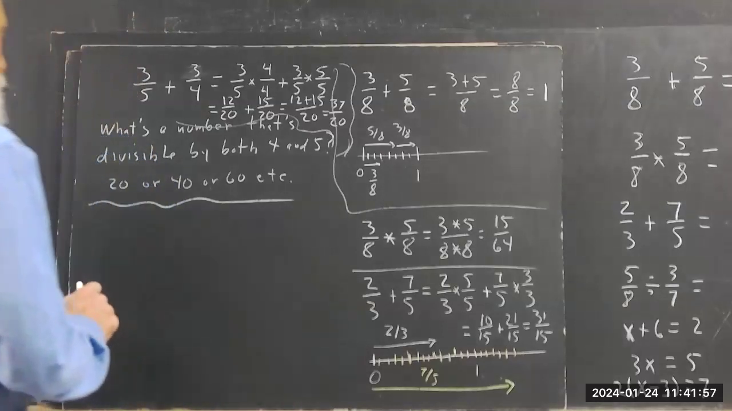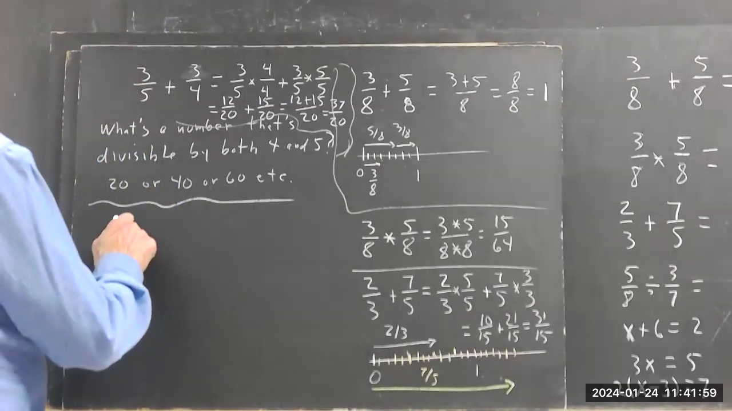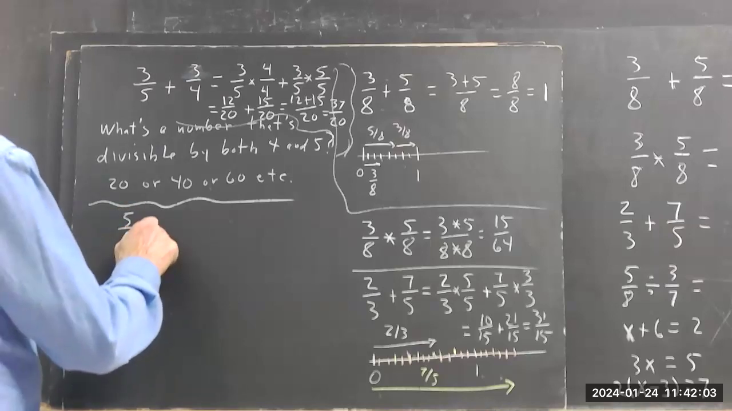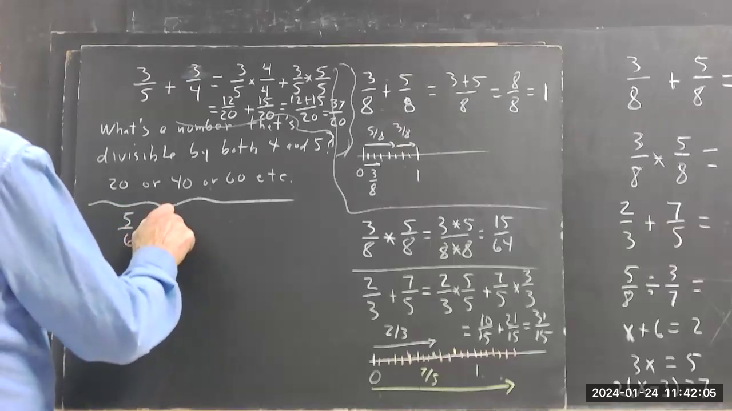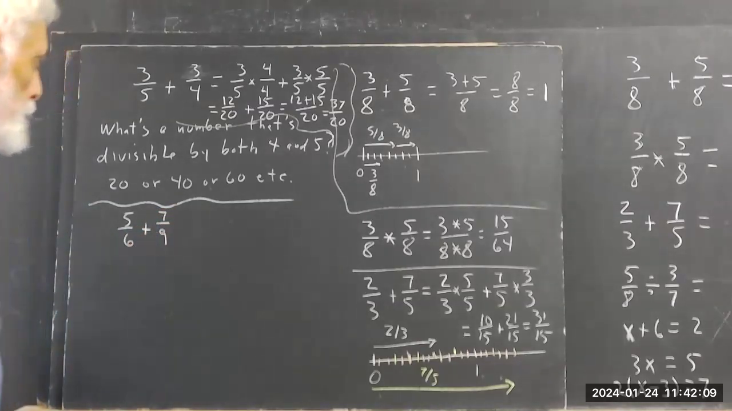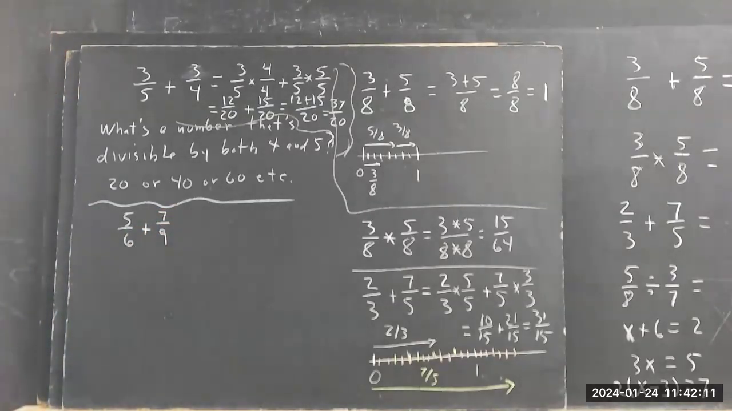Okay, let's do one more example. Let's try five over 6 plus 7 over 9. Can you give me a number that's a multiple of both 6 and 9? Or a number that's divisible by both 6 and 9. So that means the same thing.